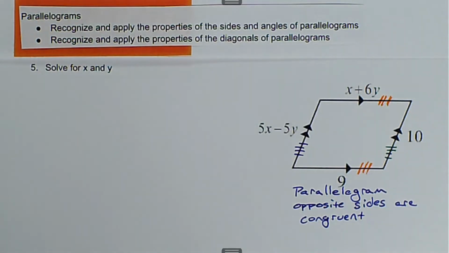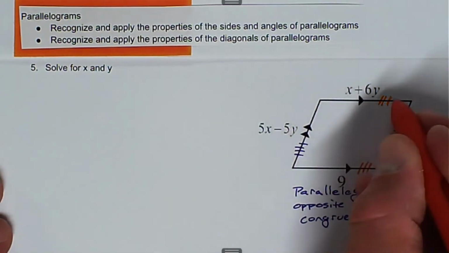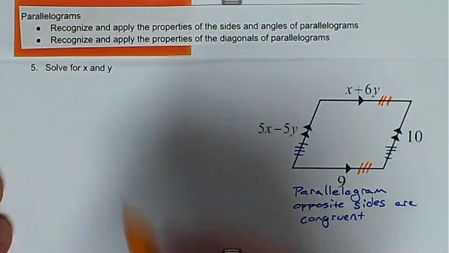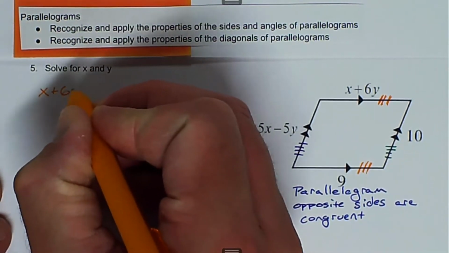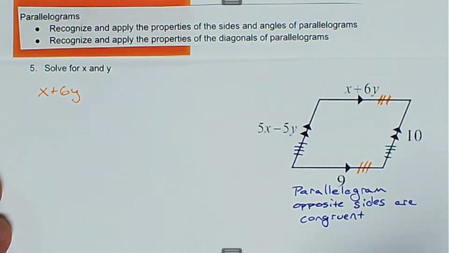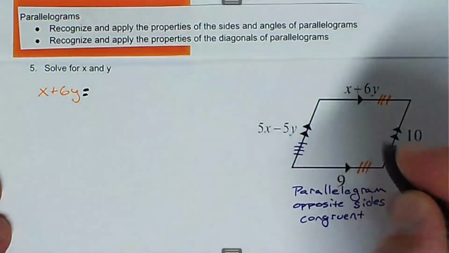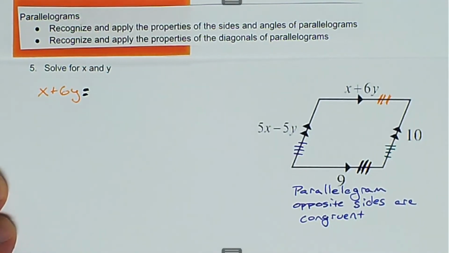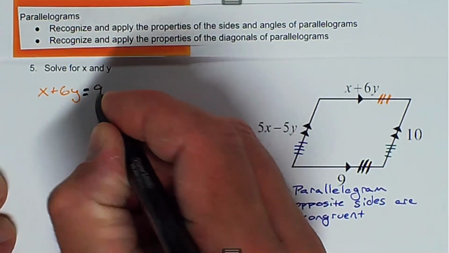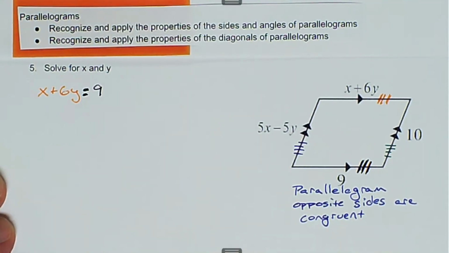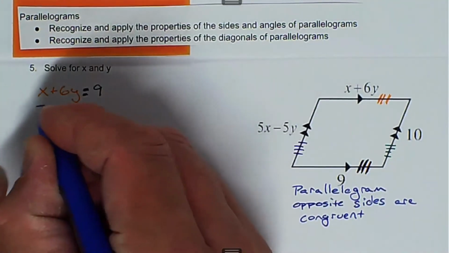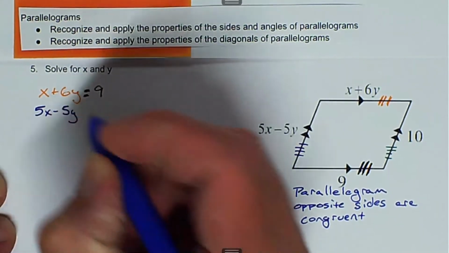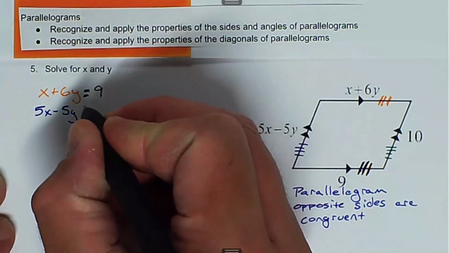The first equation we can say is x plus 6y right here is equal to, I'm going to change the color of this. I want to have them be different colors, is equal to 9. And our other option we have is 5x minus 5y, and that is equal to 10.